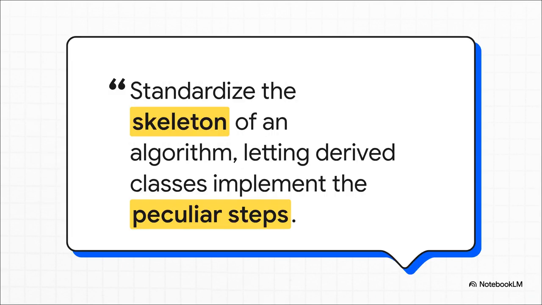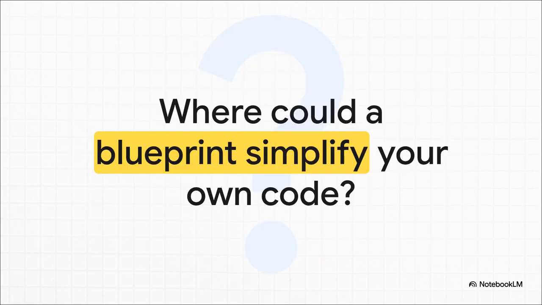So, if you boil it all down, what this pattern really gives you is that perfect balance between structure and flexibility. It standardizes the high-level flow of an operation, but it gives subclasses the freedom to handle the unique details their own way. And that's pretty much the whole story. So the next time you find yourself about to hit copy-paste on a big chunk of logic, just pause for a second and ask yourself, where could a simple blueprint simplify my own code?